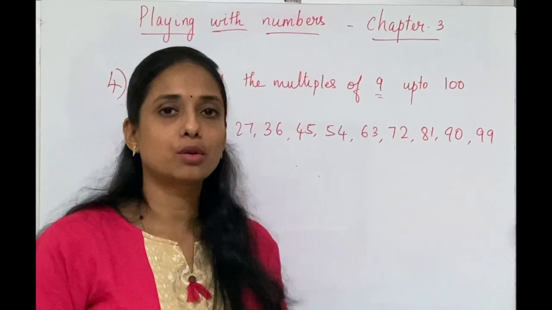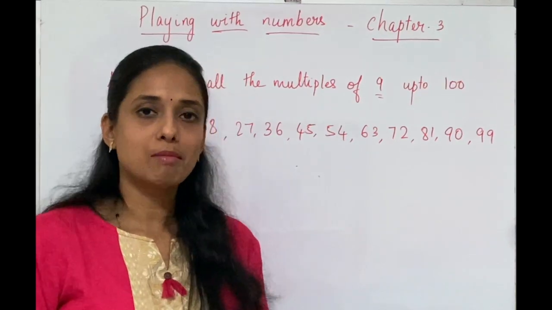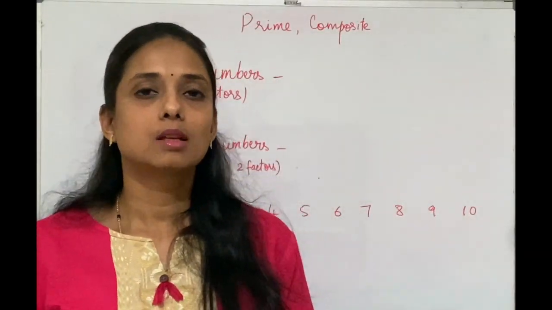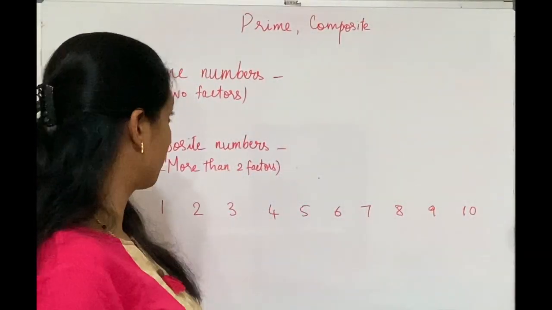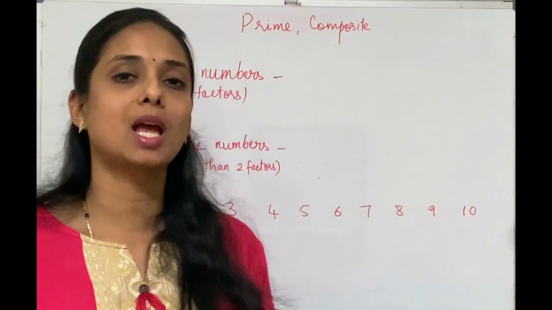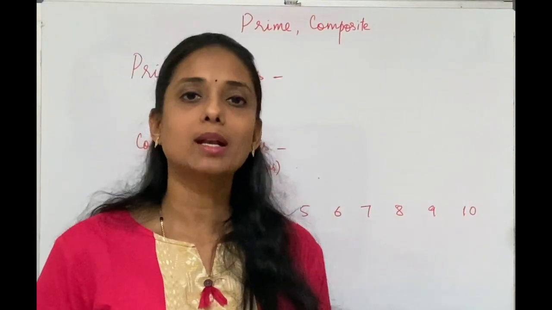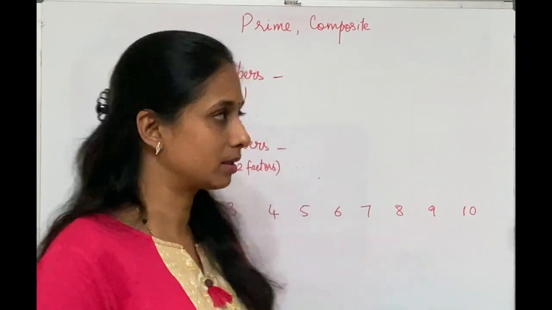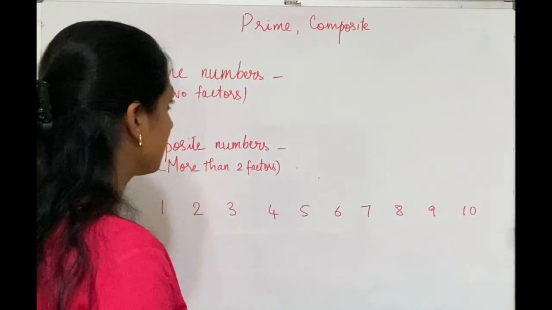Before closing, I want to teach you about the prime and composite numbers. Let's learn about prime and composite numbers. Prime numbers are numbers which have only 2 factors, 1 and the number itself. Composite numbers have more than 2 factors. Let's see with some examples.